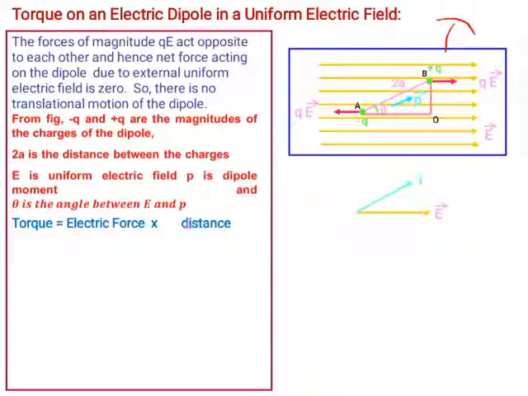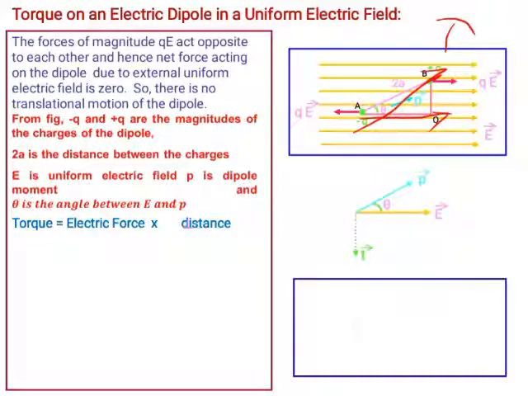Now, if we redraw these lines, the dipole and this electric field separately, this is the dipole moment P, which we showed here. This is AB and this is E. Between them, theta is the angle. Between P and E, the angle is theta. Then the torque is acting here.